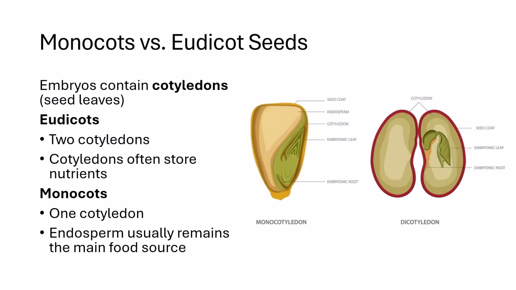In others, those nutrients are absorbed into the cotyledons. One of the most important differences among flowering plants is the number of cotyledons, or seed leaves, in the embryo. In Eudicots, embryos have two cotyledons. These cotyledons often enlarge and store nutrients that the developing seedling will use during germination. In monocots, the embryo has one cotyledon, and the endosperm usually remains as the main nutrient storage tissue. The garden bean you'll examine today is a Eudicot seed, so most of the seed will be made up of the two cotyledons.